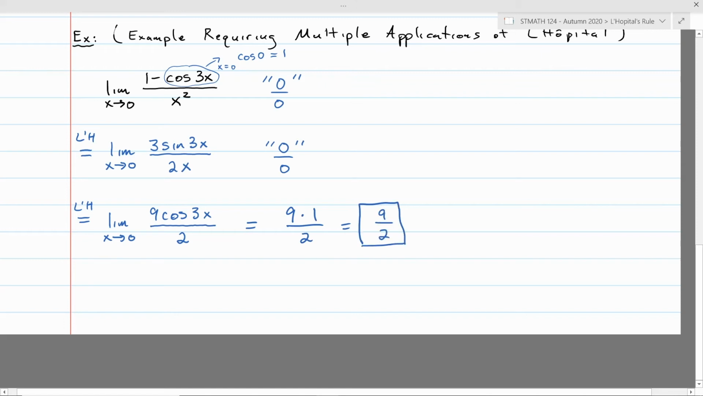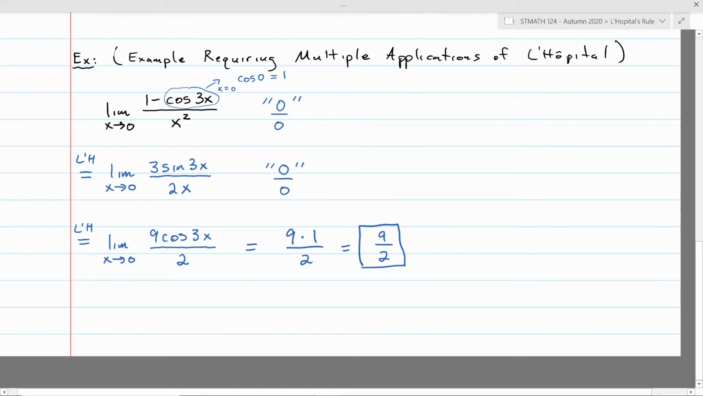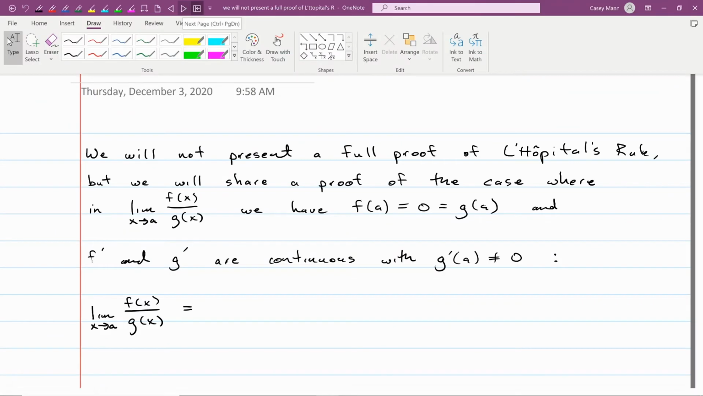You wouldn't have guessed by looking at that fraction at the beginning that the limit would come out to 9/2. I suppose you could look at a graph of that function and zoom in around x equals 0 and see that 9/2 is actually the correct answer, or verify it graphically. But there's no need. The algebra is simple here, and it works out nicely.